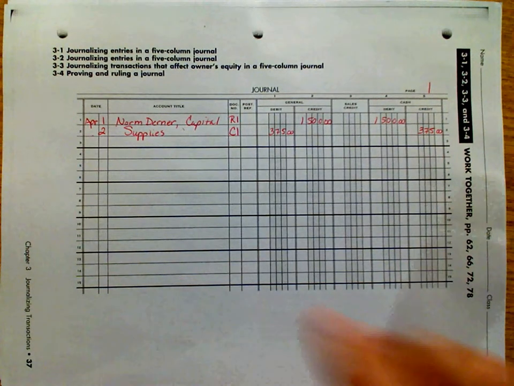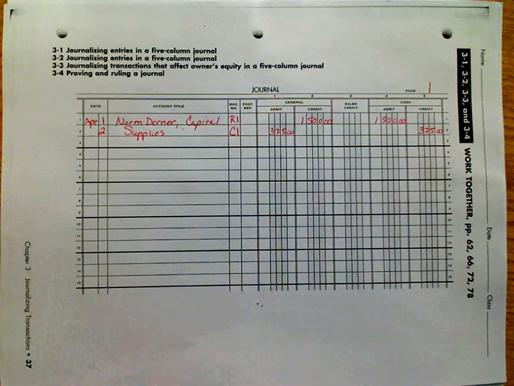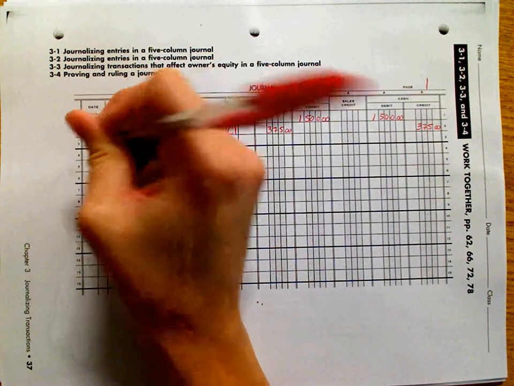Alright, so we did 3-1 on Friday. So on 3-2, we have 3 transactions. The first one is April 5th. We bought supplies on account from Palm Supply for $500, and our source document is Memo 1. So we put a 5 here. Remember, we don't have to rewrite the month.